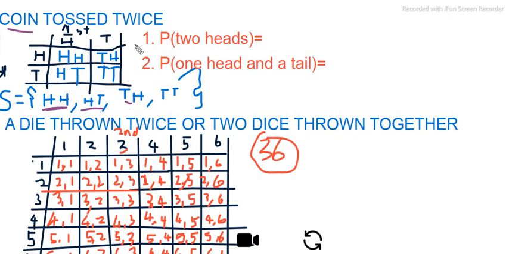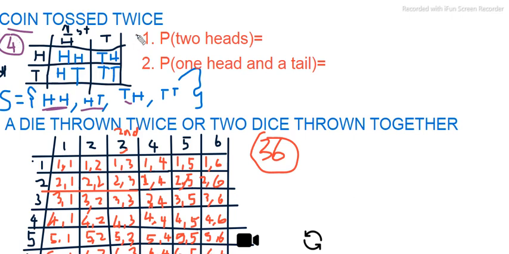Now I want to use this table to answer these two questions. If you look at the events for a coin tossed twice, how many events are possible? 1, 2, 3, 4. So our total number of events here is 4. Each of those events has the same probability. The probability of having a head in a single toss is 1/2, and the probability of having a tail in a single toss is 1/2. Since they have the same probability, we can just count. So counting here will solve the problem.